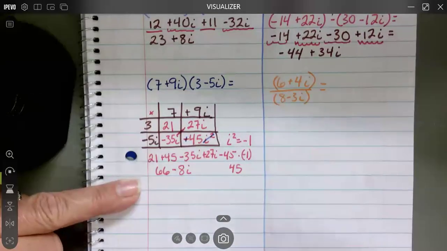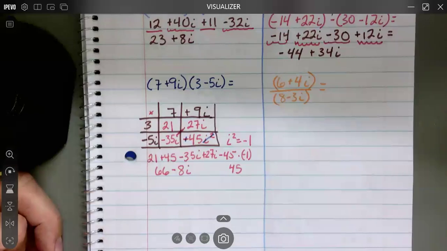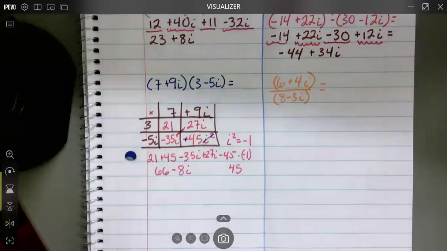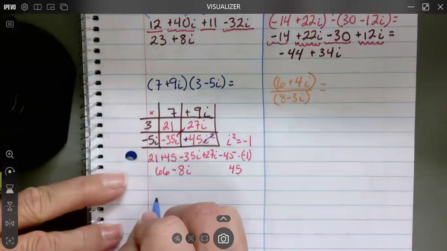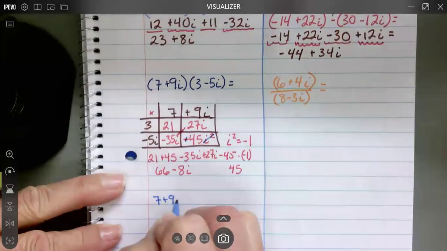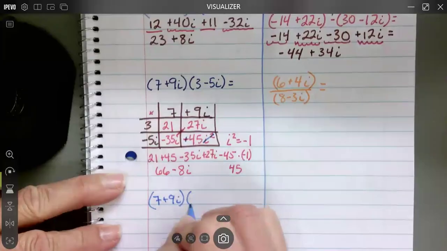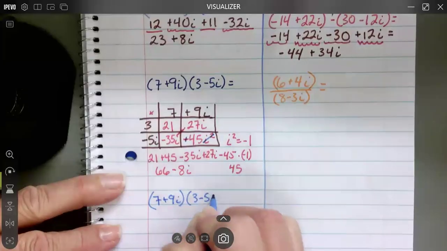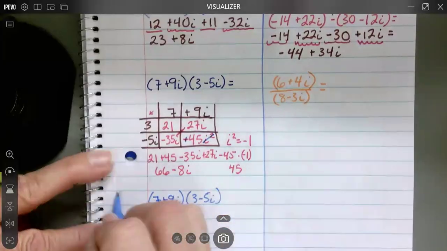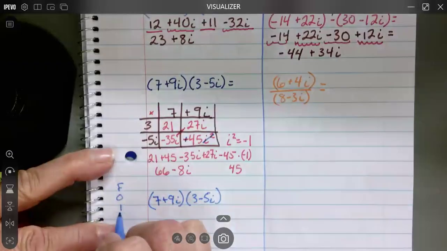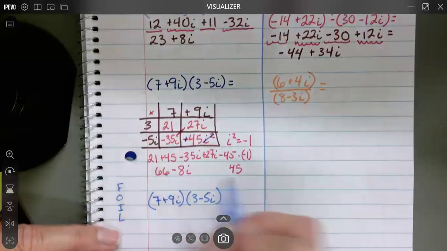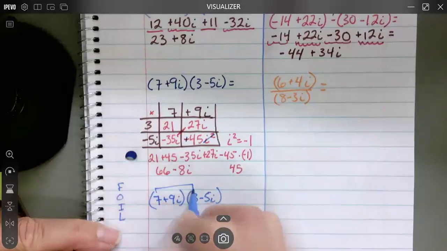And then that's it. That's all you need to do. But let's do that again with FOIL method, okay? So if I have 7 plus 9i times 3 minus 5i, when I use FOIL method, we do the first things multiplied by each other.